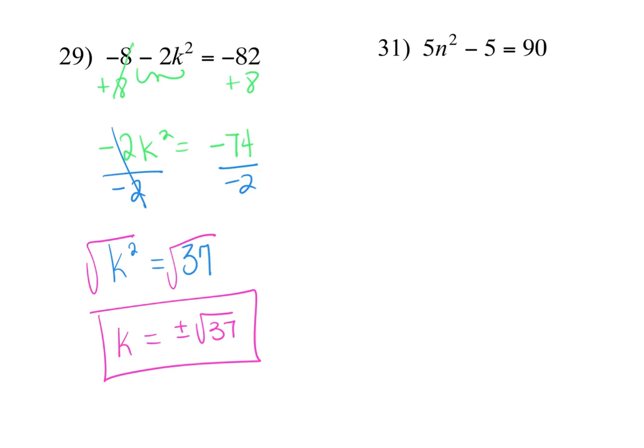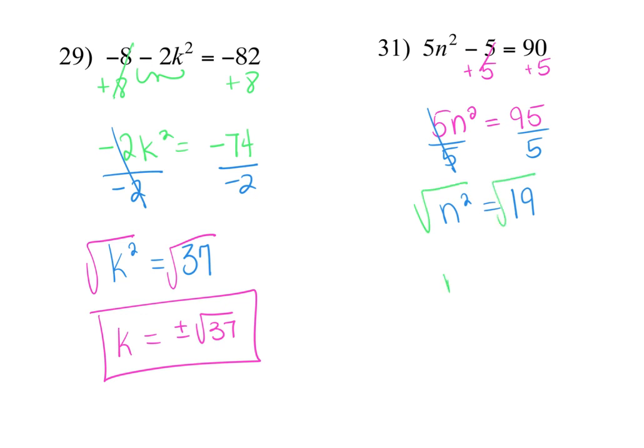So for 31, I want to get my n squared by itself first. So I'm going to add that 5 to both sides. I have 5n squared equals 95. Divide both sides by 5. We have n squared equals 19. 19 again. Looks like this. All right. Multi-step problems: get your variable by itself first, then take the square root.